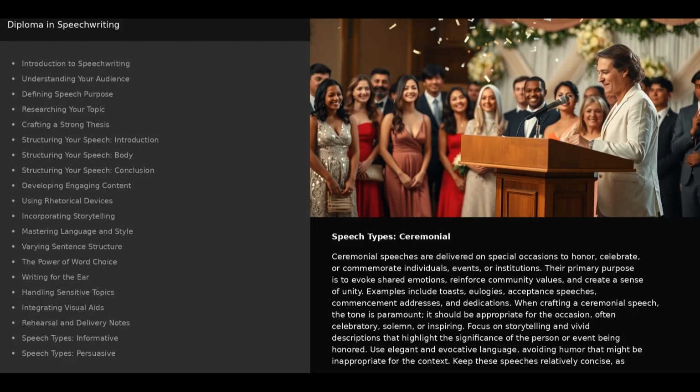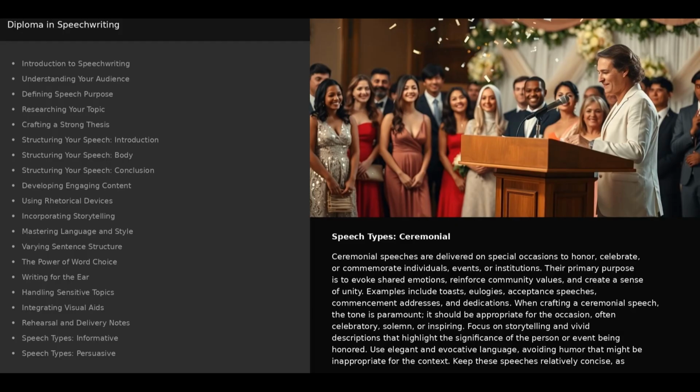When crafting a ceremonial speech, the tone is paramount. It should be appropriate for the occasion, often celebratory, solemn, or inspiring. Focus on storytelling and vivid descriptions that highlight the significance of the person or event being honored. Use elegant and evocative language, avoiding humor that might be inappropriate for the context.